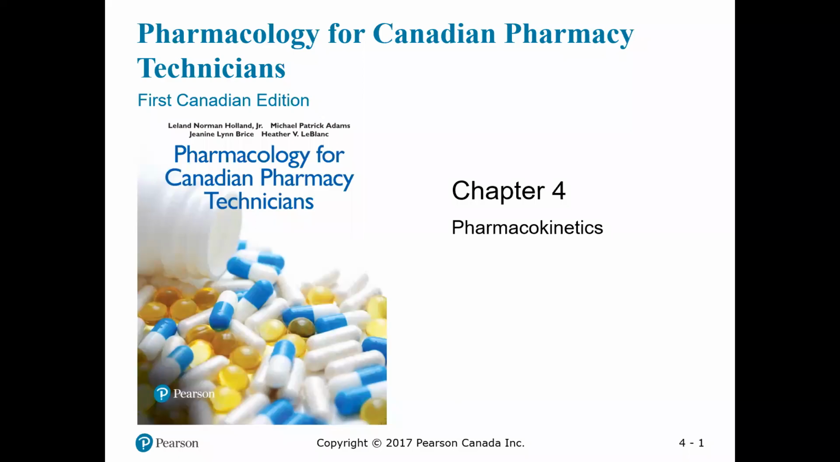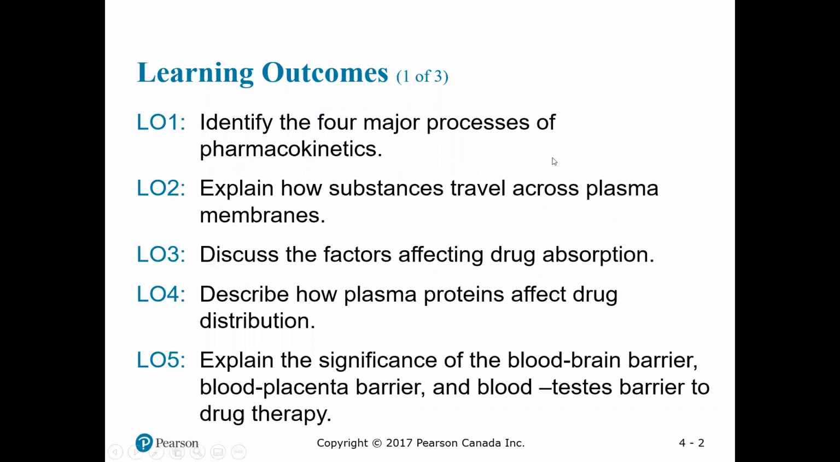Welcome everyone to chapter number 4 in pharmacology, which is pharmacokinetics. In this chapter, we will be learning about the main 4 processes of pharmacokinetics, how substances travel across the blood plasma membranes, what factors affect drug absorption, how the plasma proteins affect drug distribution, and what the significance of the blood-brain barrier, blood-placenta barrier, and blood-testis barriers is to drug therapy.